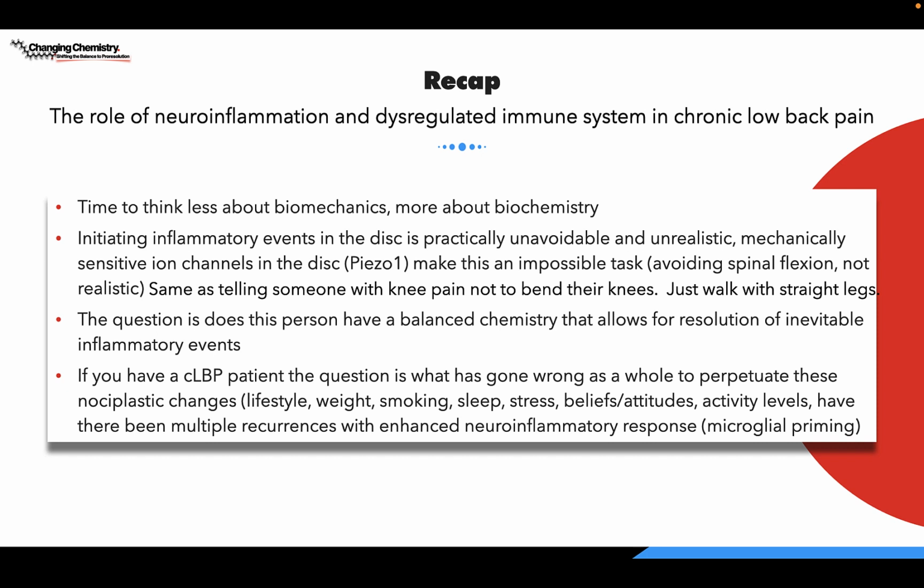So moving into the last module, module 4, we'll finally put it all together in terms of the patient's chemistry and what you can do as a clinician to guide that person back to a healthy, balanced chemistry.